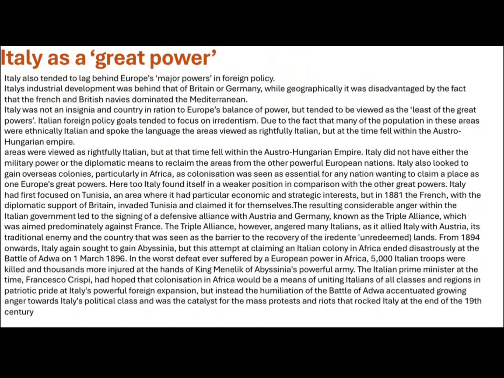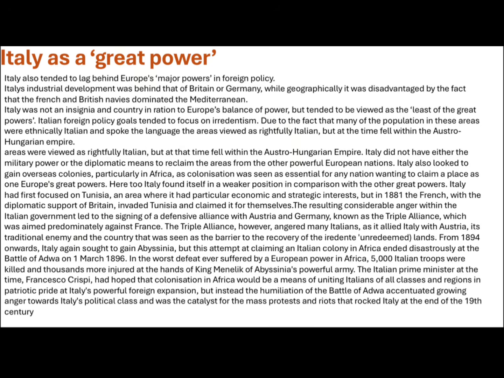Italy also looked to gain overseas colonies, particularly in Africa, as colonisation was seen as essential for any nation wanting to claim a place as one of Europe's great powers. Here too, Italy found itself in a weaker position in comparison with other great powers.